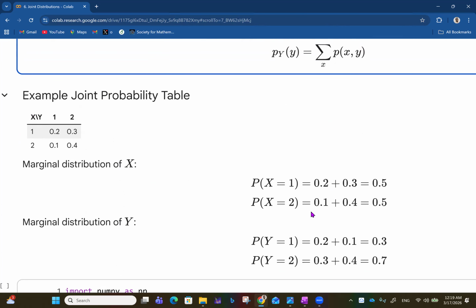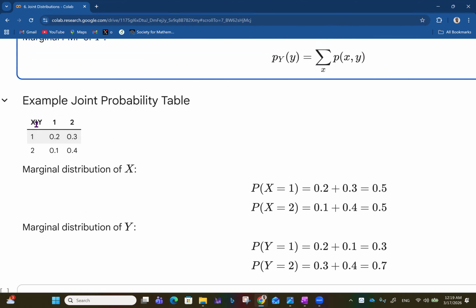So imagine this example. You have x is 1 to 2 here and y is 1 to 2 here. The probability that x is 1 and y is 1 is 0.2. Probability x is 1 and y is 2 is 0.3. Probability x is 2 and y is 1 is 0.1. Probability x is 2 and y is 2 is 0.4.